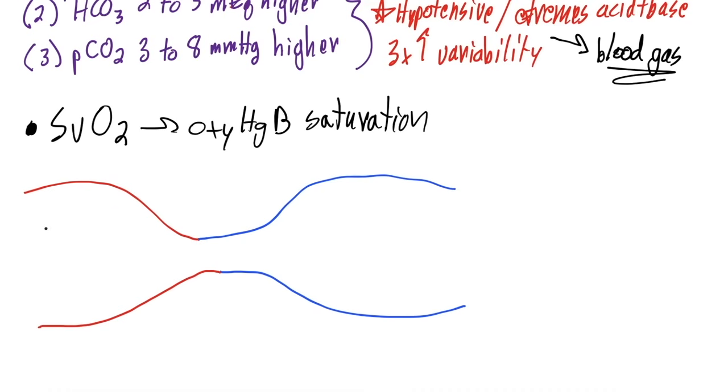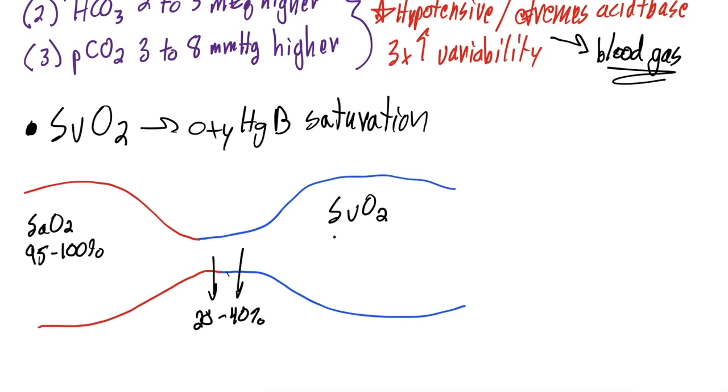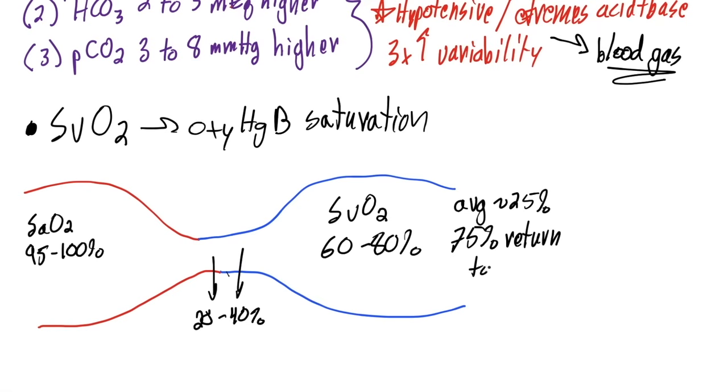So in the arteries, you have an arterial saturation of oxyhemoglobin that's usually 95 to 100%. So 95 to 100% of hemoglobin is saturated with oxygen in the arterial system. You then lose 20 to 40% of oxygen off your hemoglobin when it goes through the capillary, which leads to an oxyhemoglobin saturation in the veins of 60 to 80%. This averages to about losing 25% in the capillaries and having 75% return to the lungs, right? Because that's where the veins are going.